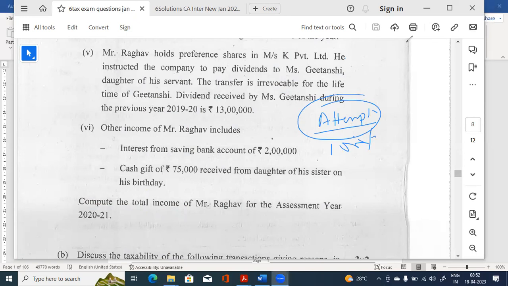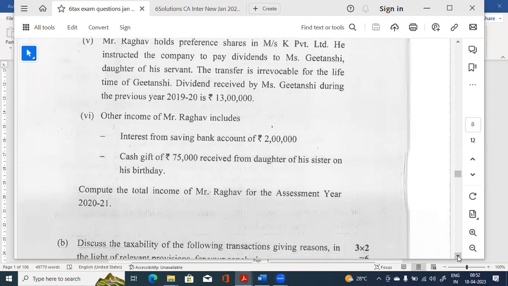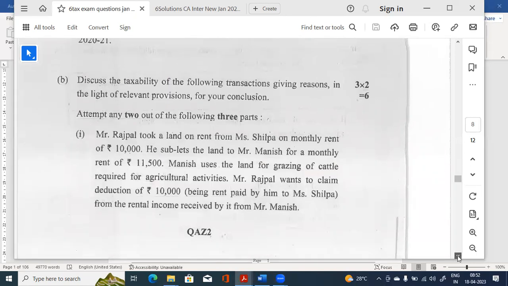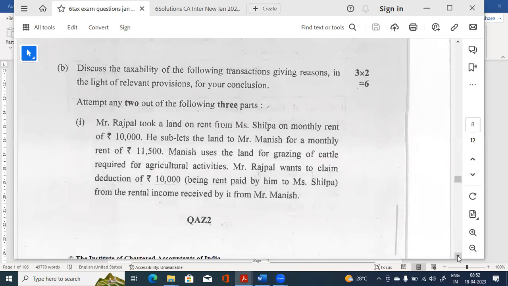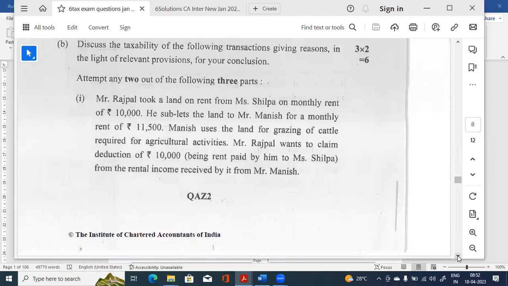Now let's look at the last part of the question. I hope this is the last one. Let us see. Discuss the taxability of the following transaction, giving reasons in light of relevant provisions for your conclusion. Number one, Rajpal. Again, understand, reading is very essential. Again and again, I'm telling you, reading is very essential in your exam. If you don't read it properly, you will be in trouble.